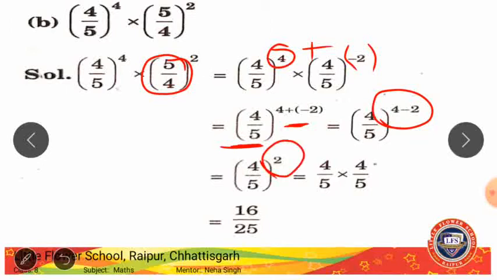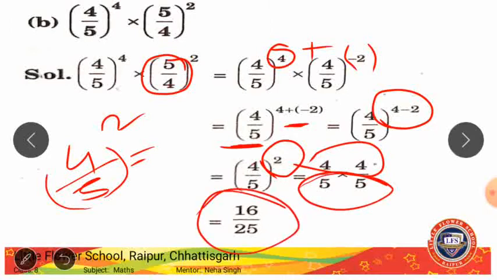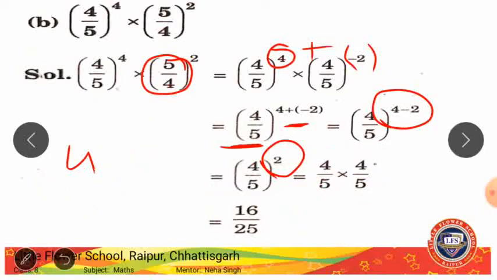So what is our answer? 4 by 5 power 2, which means 4 by 5 multiplied twice. 4 into 4 is 16, 5 into 5 is 25. So our answer is 16 upon 25, right? Now, is this method clear?